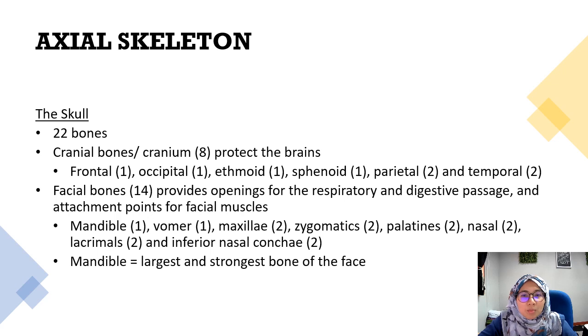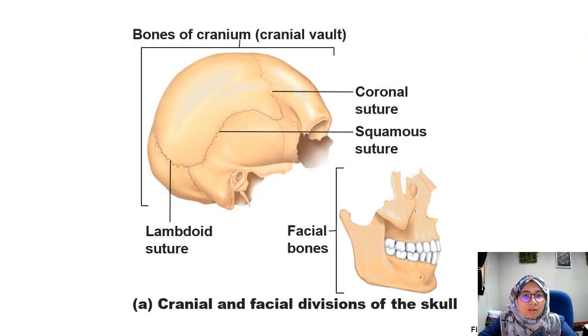They provide the openings for the respiratory and digestive passages and attachment points for facial muscles. They consist of 1 mandible, 1 vomer, 2 maxillae, 2 zygomatics, 2 palatines, 2 nasals, 2 lacrimals, and 2 inferior nasal conchae. For your information, the mandible is the largest and strongest bone of the face. The mandible is our jaw. This is our cranium that makes up 8 bones, and these are our facial bones, which consist of 14 bones.